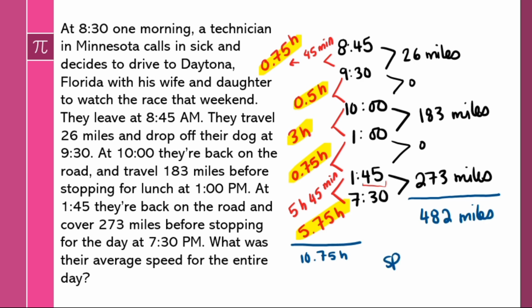My speed is 482 divided by 10.75, which gives me 44.8 miles per hour. So pretty respectable even with those stops. And that's all I need to talk to you about speed, distance, and time.